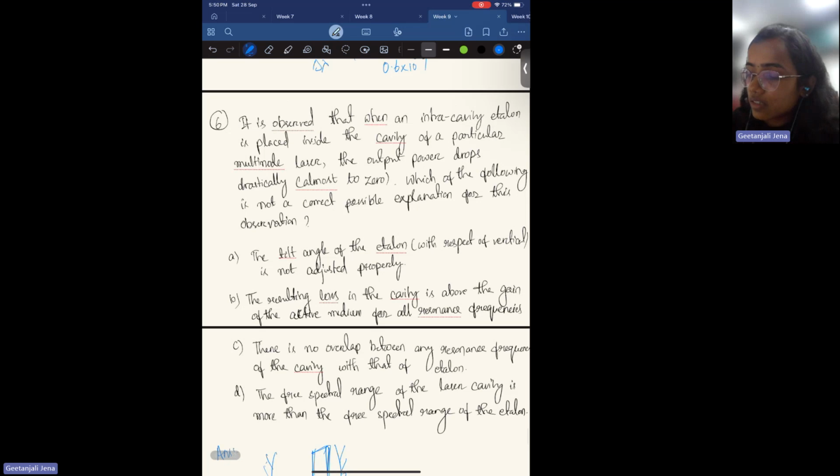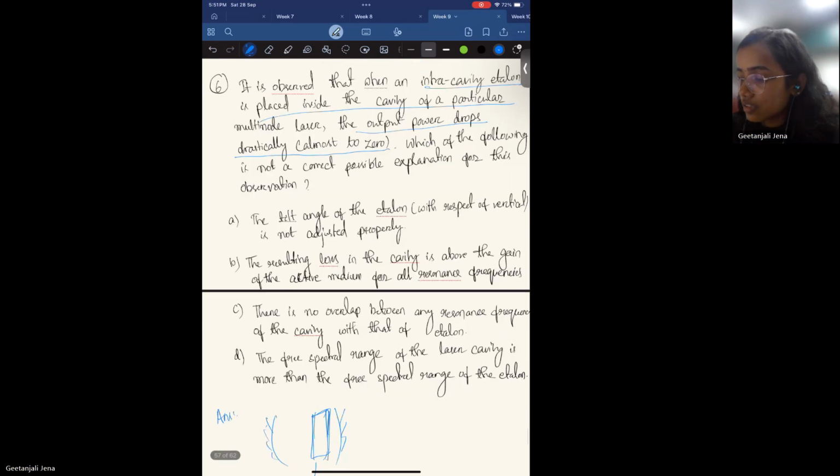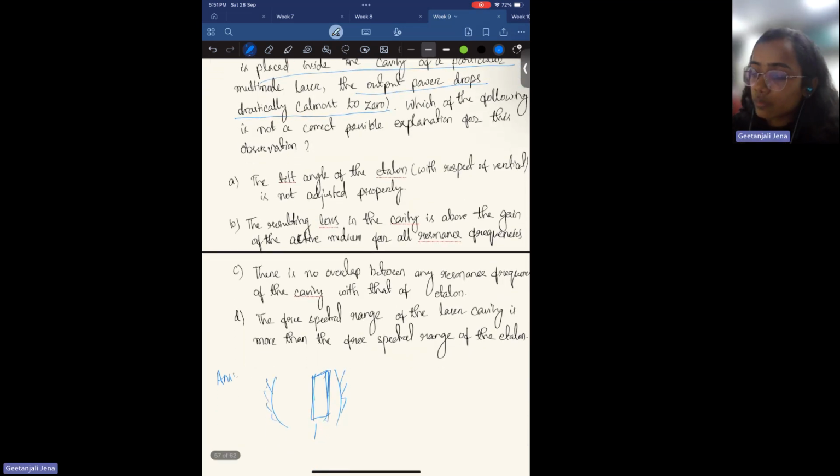Now the question says, when you put the intracavity etalon inside this cavity, then the transmittance, that is the output power, drops drastically to zero. Then what is the possible reason for observing this effect? Option 1 says the tilt angle of the etalon is not adjusted properly. This is right because depending on the tilt angle, the resonance frequency of the etalon as well as the cavity will match or won't match with each other.